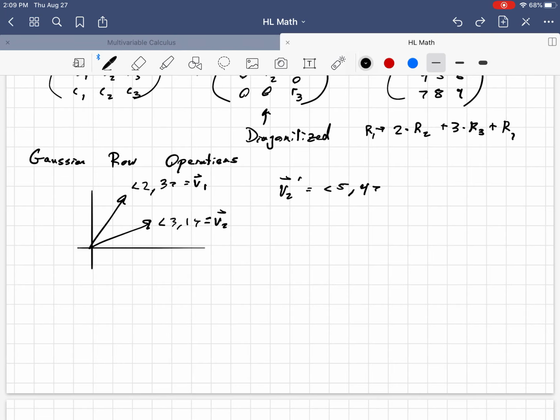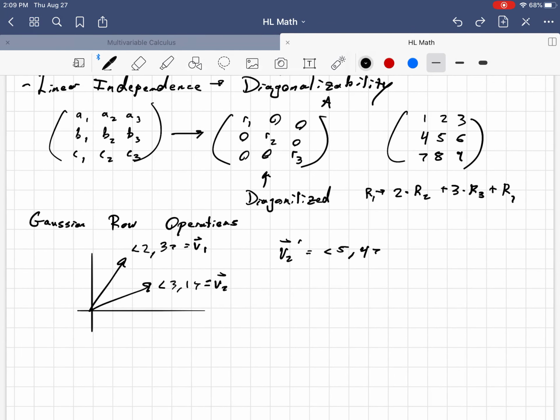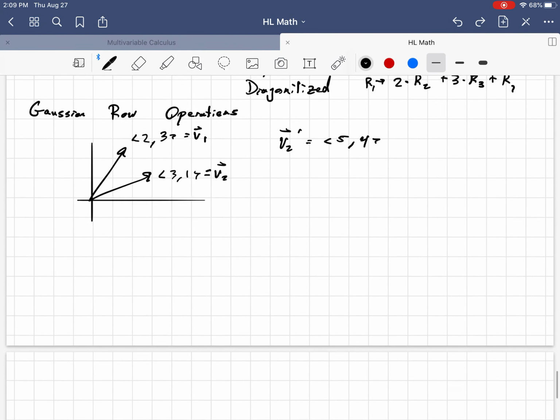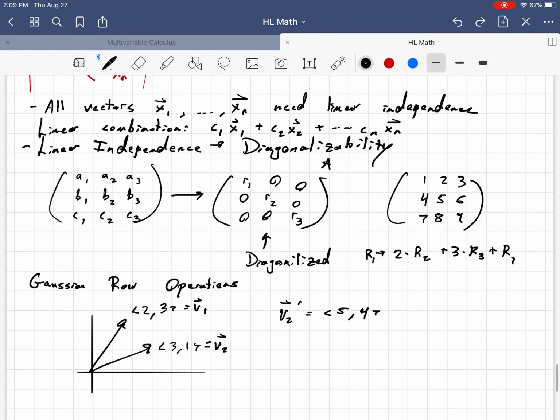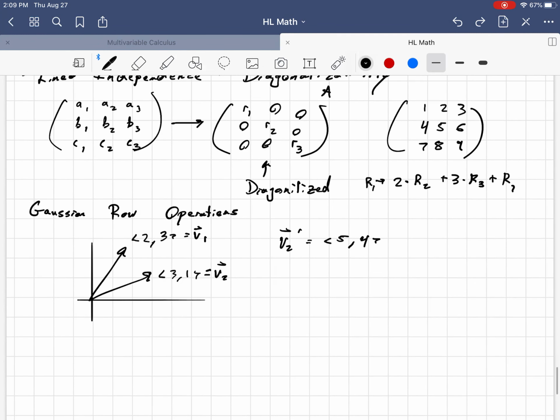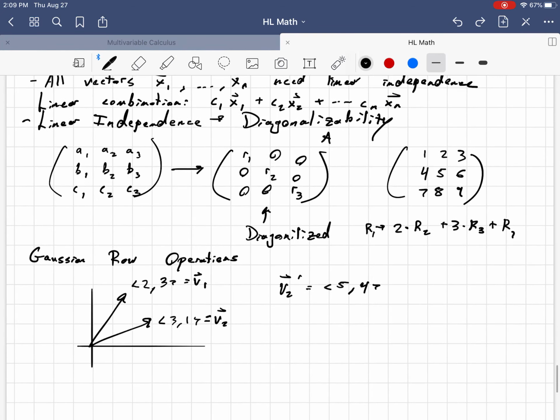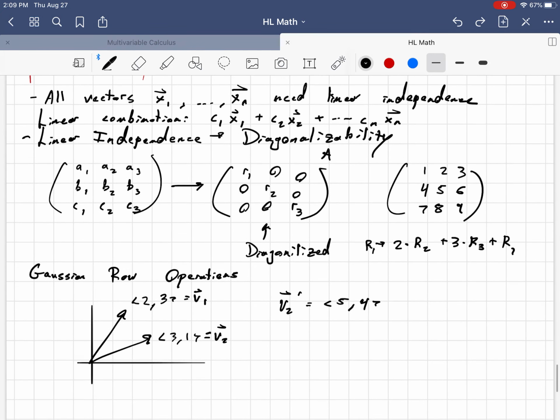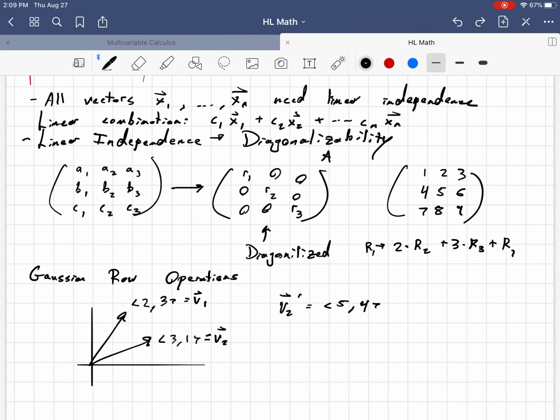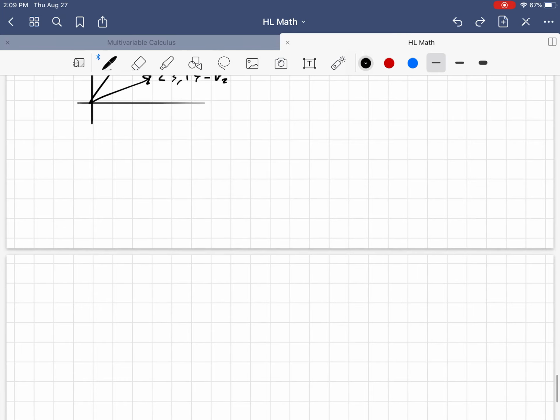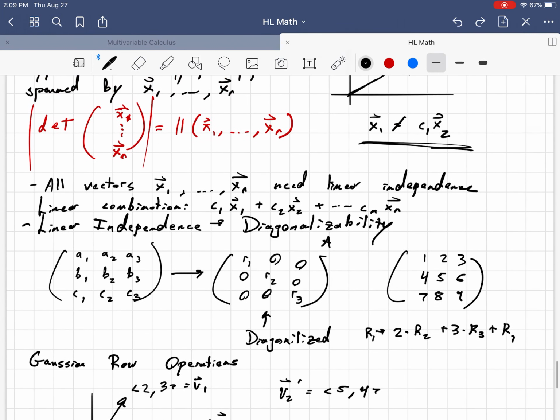And so that's why, if you think about it geometrically, you can do this Gaussian row operation and the determinant will remain unchanged. So now that we know we can do these row operations, how does that help us to show that linear independence implies diagonalizability?